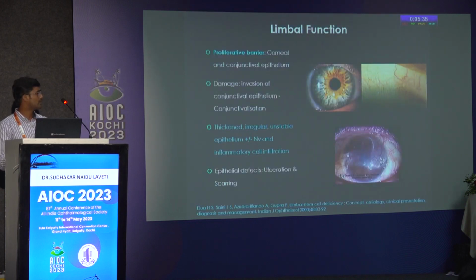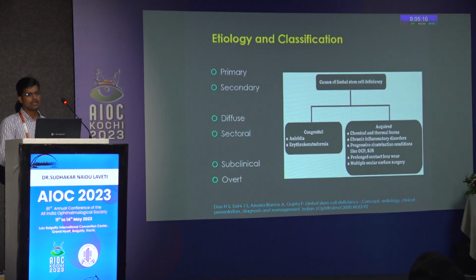The limbus acts as a proliferative barrier between the conjunctival and corneal epithelium. Any factor that damages the limbal epithelium results in invasion of the conjunctival epithelium onto the cornea, resulting in conjunctivalization. This conjunctival epithelium is thick, irregular and unstable, with or without neovascularization and inflammatory cell infiltration, which results in epithelial defects, and over the course of time it will lead to ulceration and scarring. LSCD can be primary or secondary, diffuse or total, sectoral or partial, subclinical or overt.